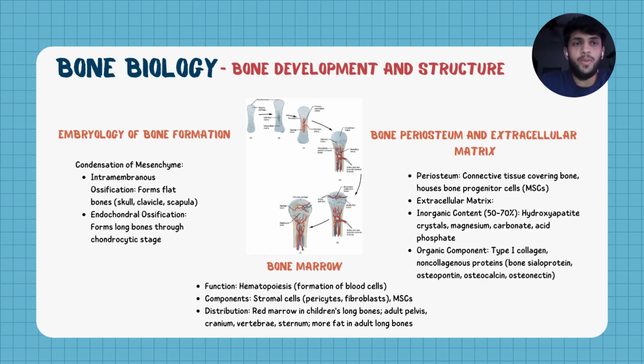In the embryonic stage, the bone formation begins with the condensation of the mesenchyme. This can lead to intramembranous ossification, forming flat bones, or endochondral ossification, forming long bones through a chondrocytic stage. The periosteum covers the external bone surfaces and houses bone progenitor cells, while the bone's unique extracellular matrix contains hydroxyapatite crystals and collagen. Lastly, the bone marrow fills the inner cavities of the bones, aiding in hematopoiesis or blood cell formation. Red marrow is predominant in children's long bones and certain adult bones, while adults have more fatty marrow in others.